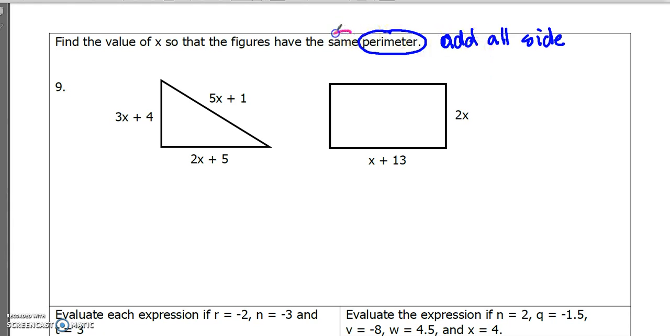is this word right here. What does this mean for us in math? Well, it means it's equal. So they're actually asking us to find the value of x so that the perimeter of this triangle would be equal to the perimeter of this rectangle.